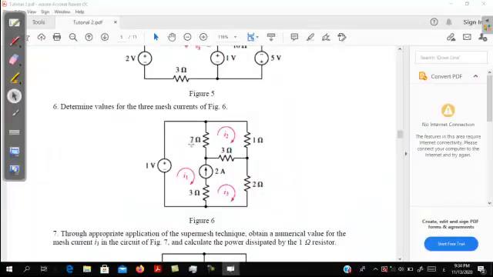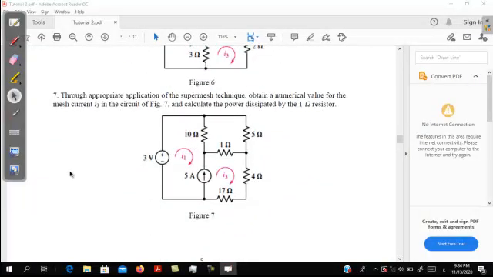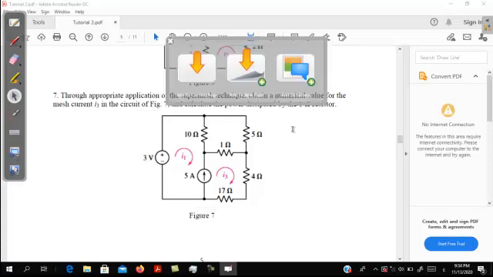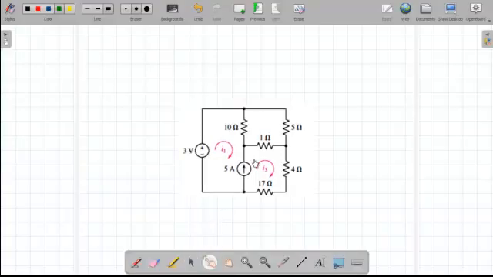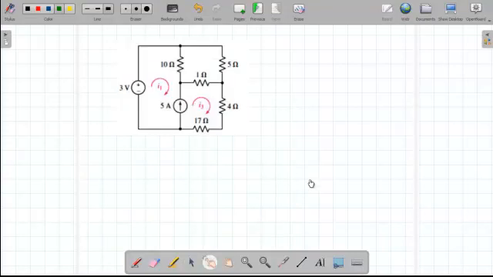Now we go to the last problem in mesh analysis. Here we need to find I3, and also the power dissipated in the 1 ohm resistor, by using mesh analysis. Here we should call the current here I2.